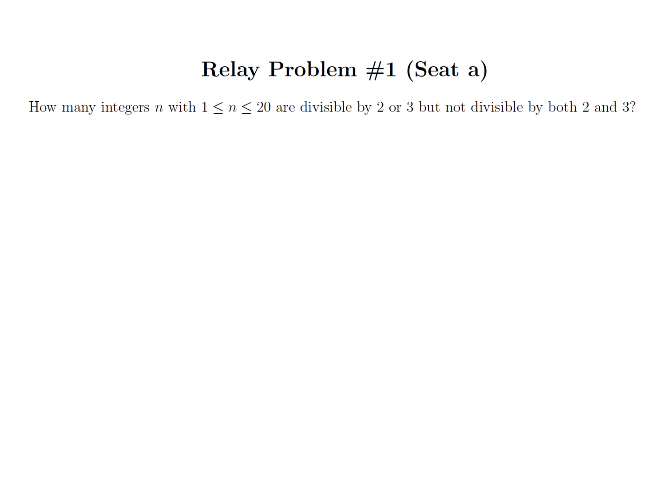How many integers between 1 and 20 inclusive are divisible by 2 or 3 but not divisible by 2 and 3? So first let's just start with the ones that are divisible by 2. Those will obviously be the even numbers. And between 1 and 20, they are these guys. And then let's list the ones divisible by 3. So those are obviously just multiples of 3.